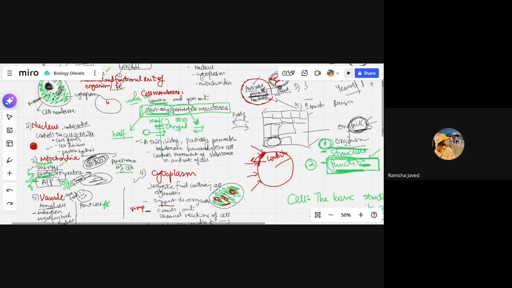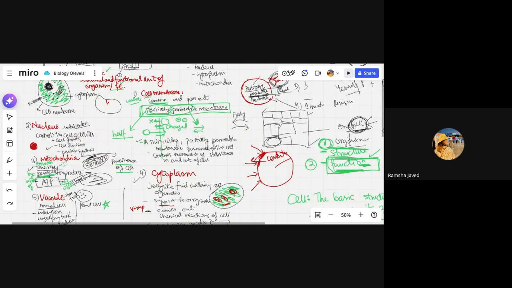Okay, now another important organelle is nucleus. Like Shalan just said, that nucleus is the one that controls the cell activities of the cell. It is the brain of the cell, and it controls all the cell activities of the cell. Okay, cell growth, cell division, protein synthesis. Okay, then we have mitochondria.